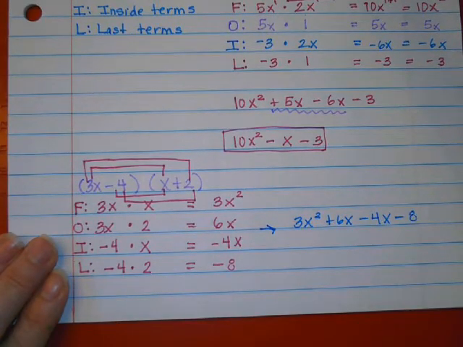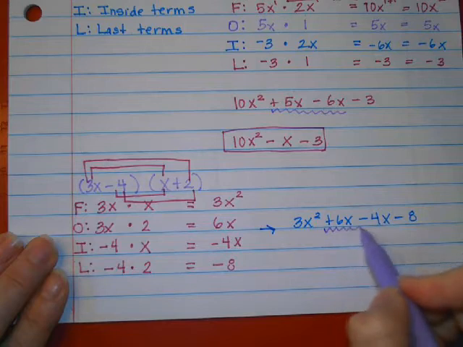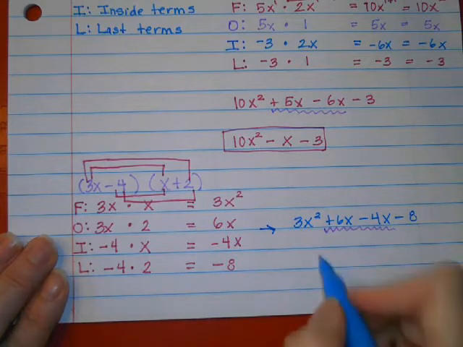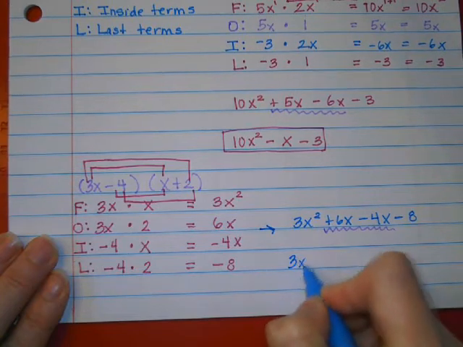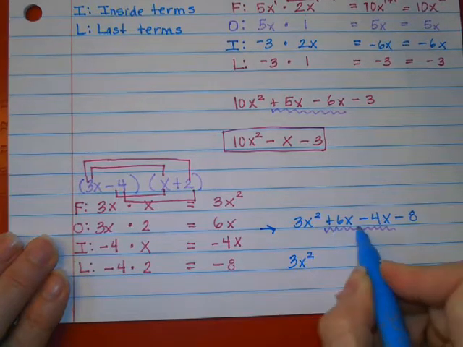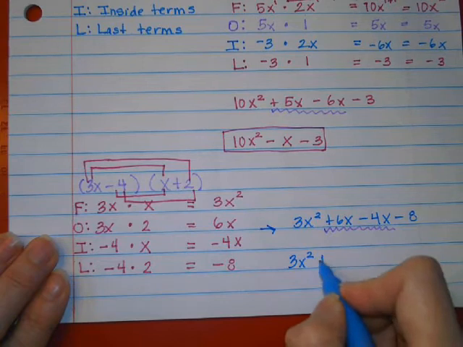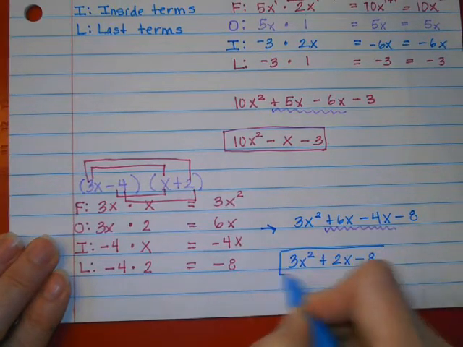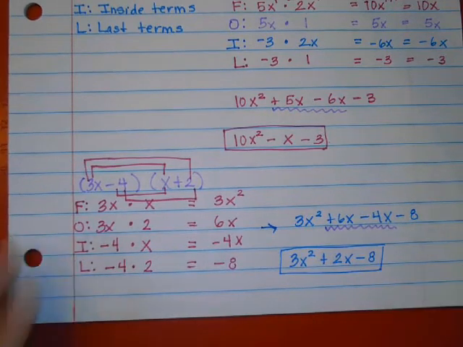And then we'll combine the two in the middle because they both have the same variable x to the same power, which makes them like terms. So we bring down that 3x squared, 6x, take away 4 is a positive 2x, and then our minus 8. Final answer. All right, so that is our third way of doing these binomials times a binomial.